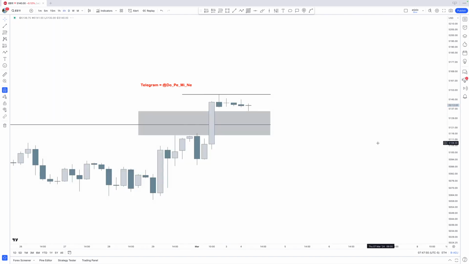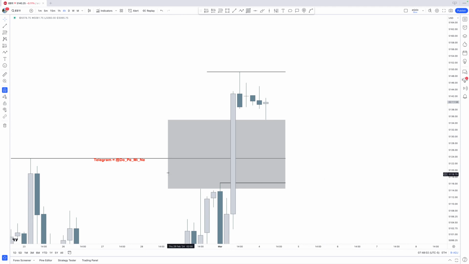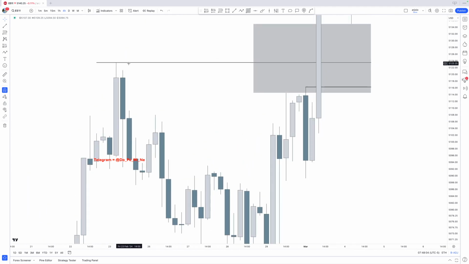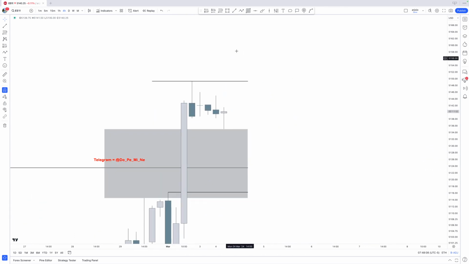If we go into the 4-hour, let's see what else we have. We have this nested order block sitting right there as well. This time, again, the mitigation block right there stays the same. This becomes an order block right there. Then we also have the previous candle low and the previous candle high sitting right there.